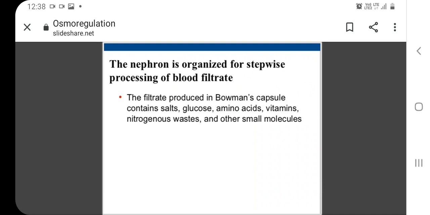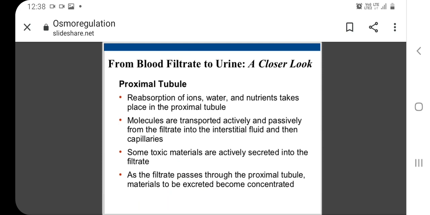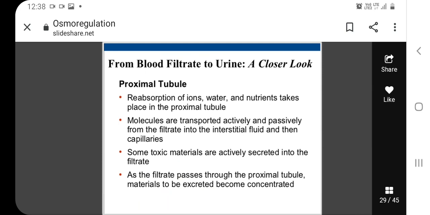The filtrate produced in the Bowman's capsule contains salt, glucose, amino acids, vitamins, nitrogenous waste, and other small molecules. The reabsorption of ions, water, and nutrients takes place in the proximal tubule. Molecules are transported actively and passively from the filtrate into the interstitial fluid and then the capillaries. Some toxic materials are actively secreted into the filtrate. As the filtrate passes through the proximal tubule, the material to be excreted becomes concentrated.